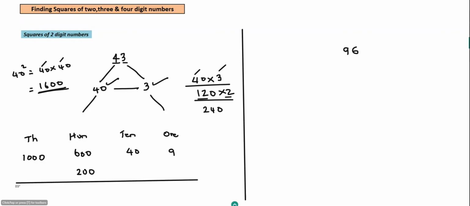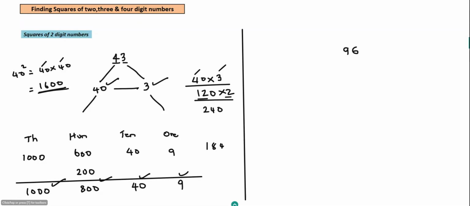Now the addition is going to be a lot easier. So you can see that we can start adding from the ones digit. This is 9, and this is 40, and then 600 plus 200 is 800. Then we have this 1000. So basically, this is the answer for the square of 43. We can read it just like that, 1849. So I will write it. So this is the square of 43.